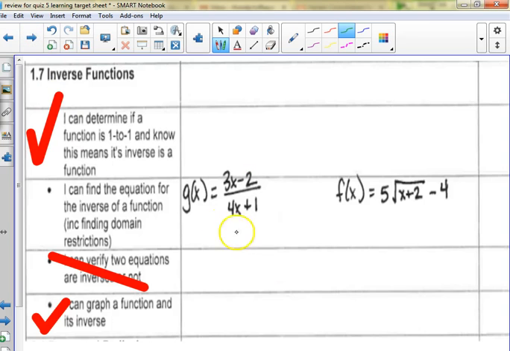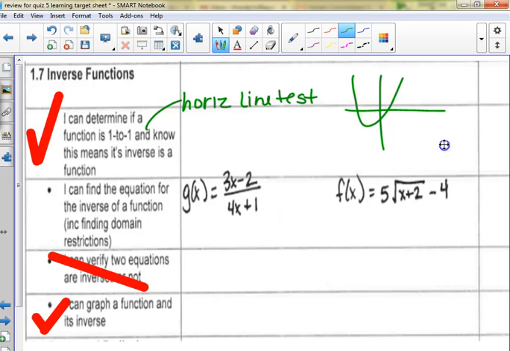All right, moving on. 1.7 was inverses. It says I can determine if a function is one-to-one and know what it means. What does it mean if a function is one-to-one? Or how do you determine if it's one-to-one? What? Horizontal line test, okay. Does everybody know what we're talking about? Okay. So is this function one-to-one? No.